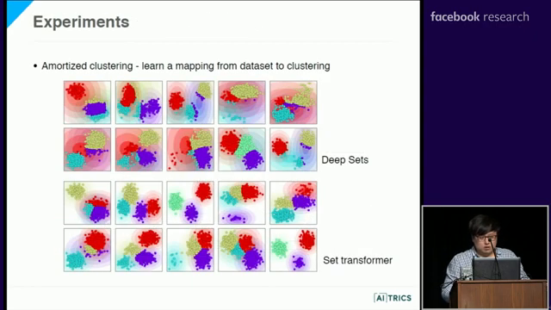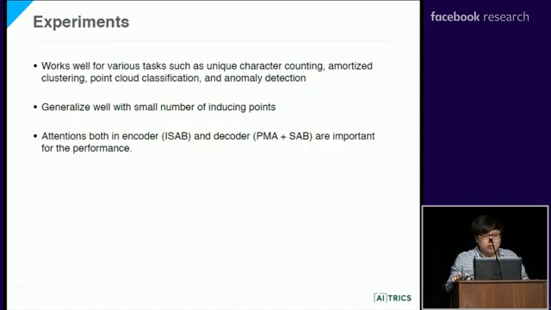for example. So here is one of the experiments, amortized clustering, which attempts to learn a mapping from a data set to its clustering. Deep Set networks do not work well in this problem, but our method, Set Transformer, works well in this problem. So we demonstrate that our method works well in various tasks such as unique character counting, amortized clustering, point cloud classification, and anomaly detection. And we show that our method generalizes well with a small number of inducing points, and by an ablation study, attention both in the encoder and decoder are important for the performance.